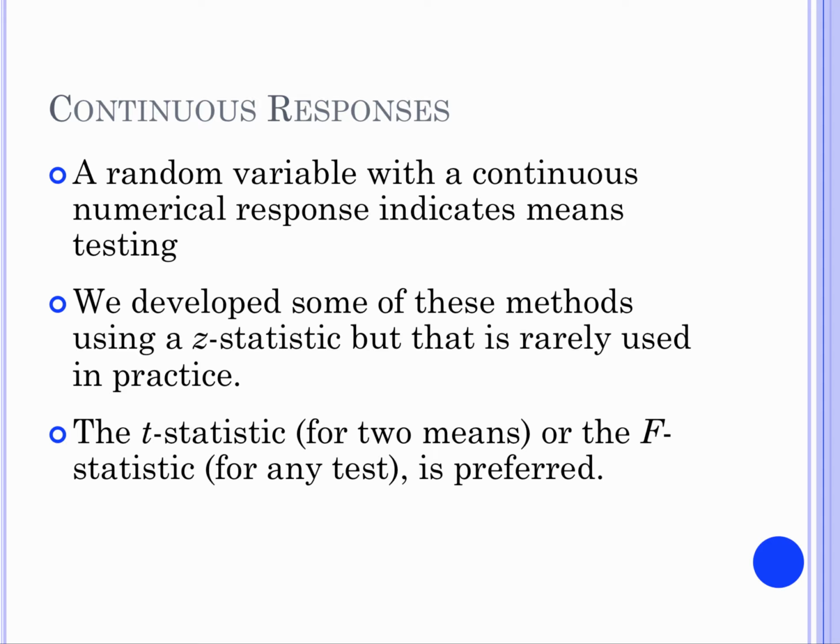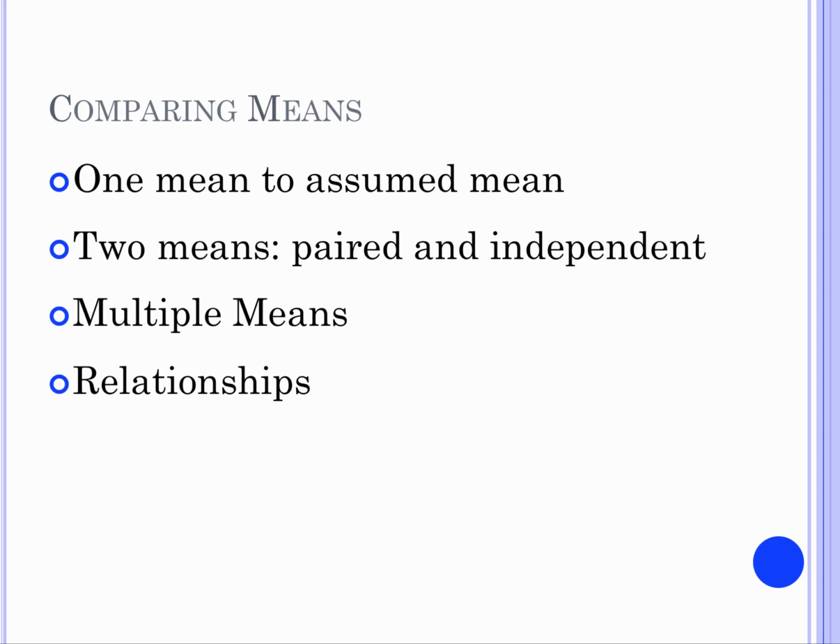When we have a continuous response, a random variable, we started with a Z statistic, but again, that is rarely used, and the majority of the time you'll use a T statistic for two means, either paired or independent, or the F statistic for any test. You could compare one mean to an assumed mean, two means either paired or independent, multiple means, and we could look at relationships between two continuous variables.